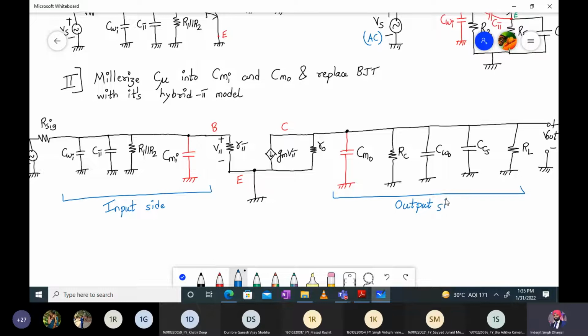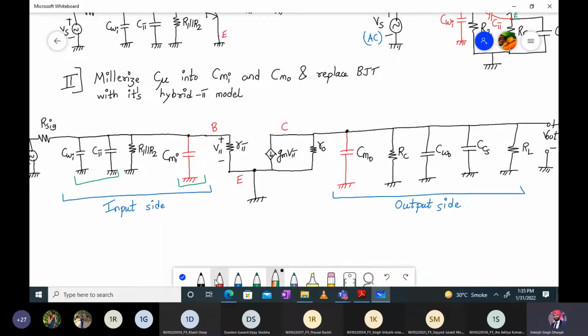I have my output side. So can I do one thing? I can club some certain terms together, right? So what I will do is I will be clubbing CWI, CPI and CMI together because they are in parallel. So capacitors in parallel will be like addition, right? Capacitors in parallel can be added. You all know this fact, right?